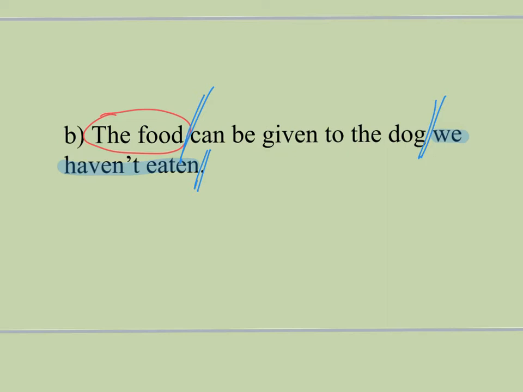So move the clause we haven't eaten after the noun the food. You can write which or that at the beginning of this relative clause, or it is optional because it is used as an object. The food we haven't eaten can be given to the dog.